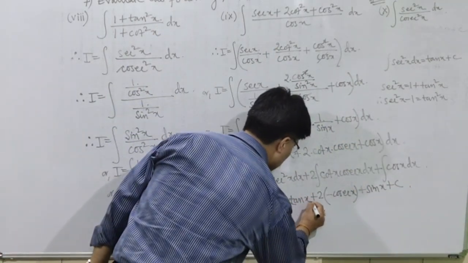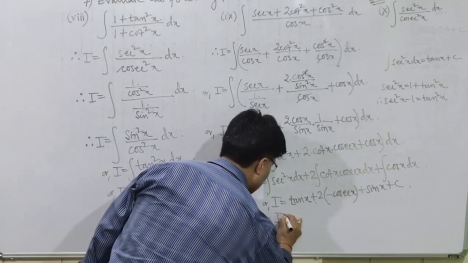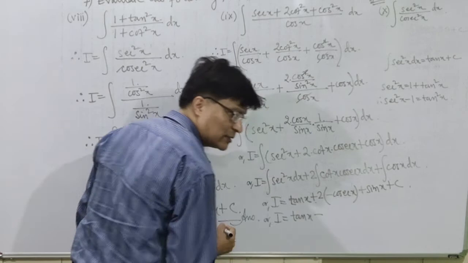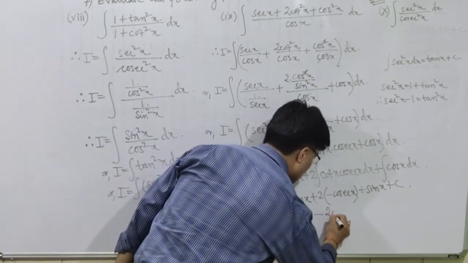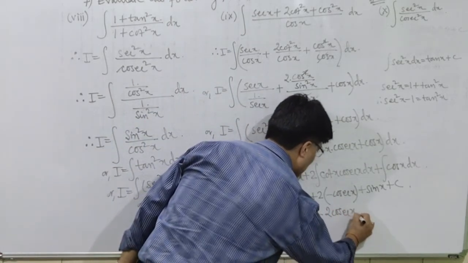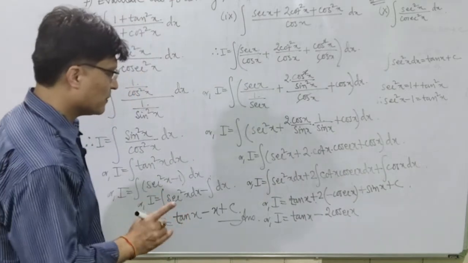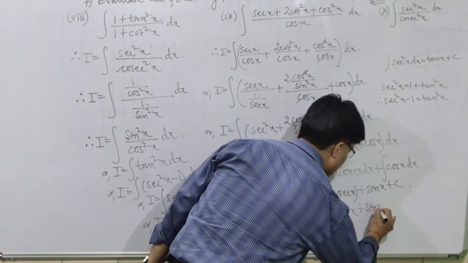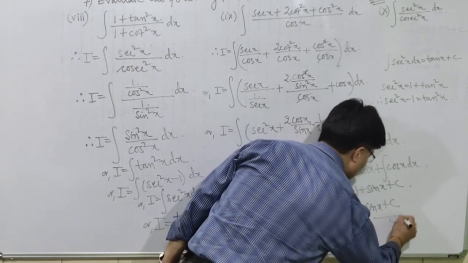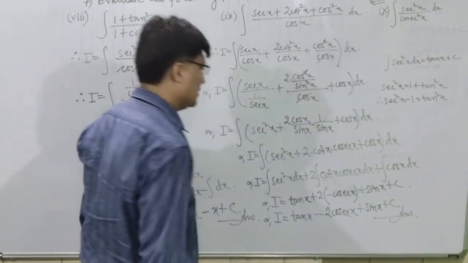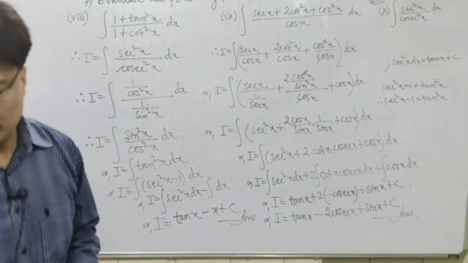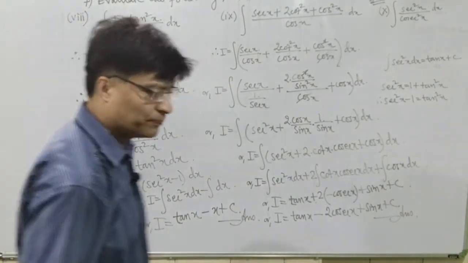So this is your x. So the final answer is I is equal to tan x plus into minus minus, right? So it is minus 2 cosec x plus sin x plus c. So this is the final answer. So you can copy it. Now we will do the next question.